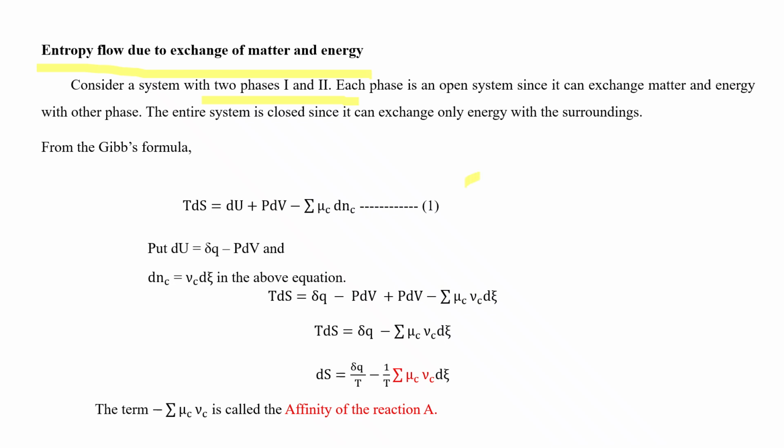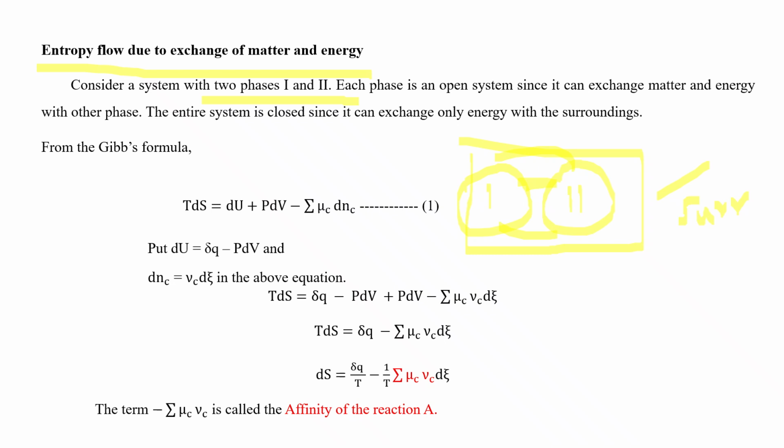So there will be a system consisting of two phases, phase 1 and 2. These phases 1 and 2 are open with respect to each other, so there will be exchange of matter or energy between phases 1 and 2. At the same time, this system will be a closed system with respect to the surroundings. With respect to the surroundings, the system will be a closed one, but within this system there are two phases. Both the phases are open to each other, so there will be exchange of matter, energy, etc.